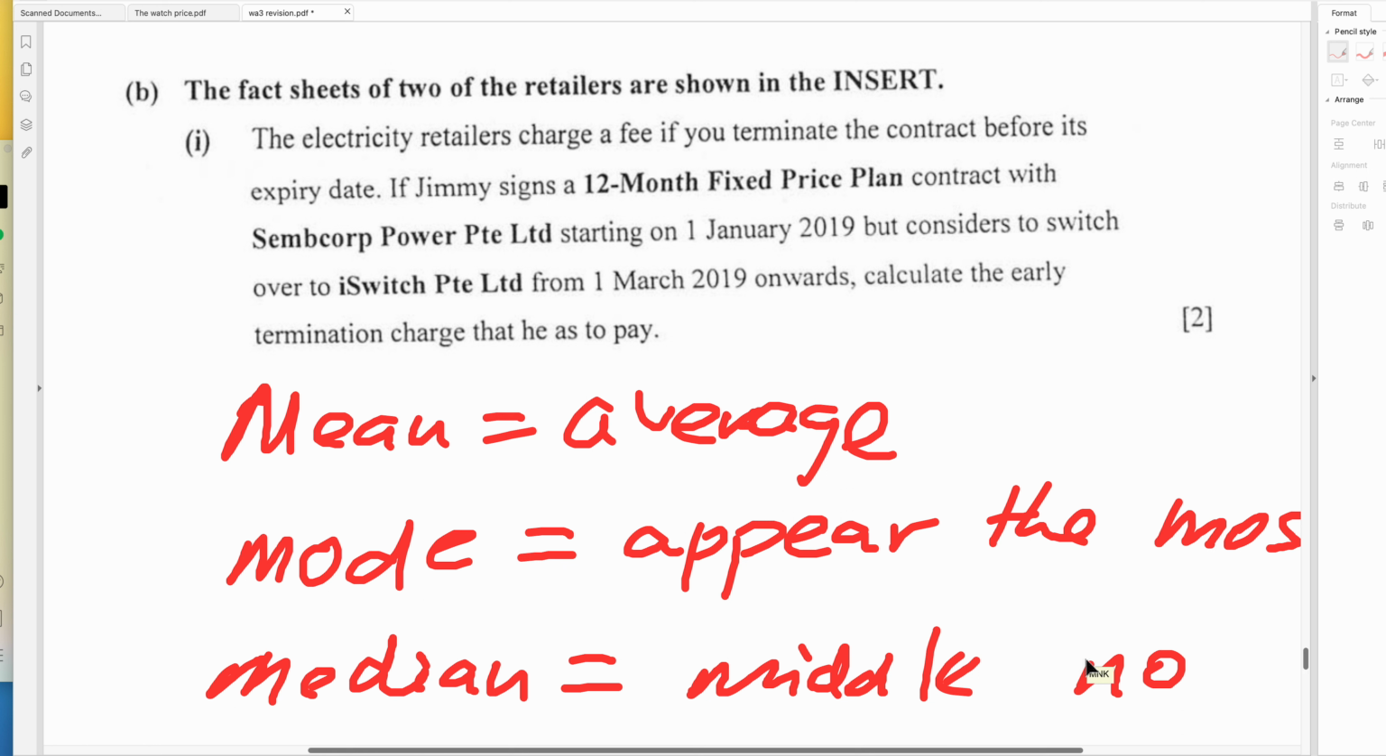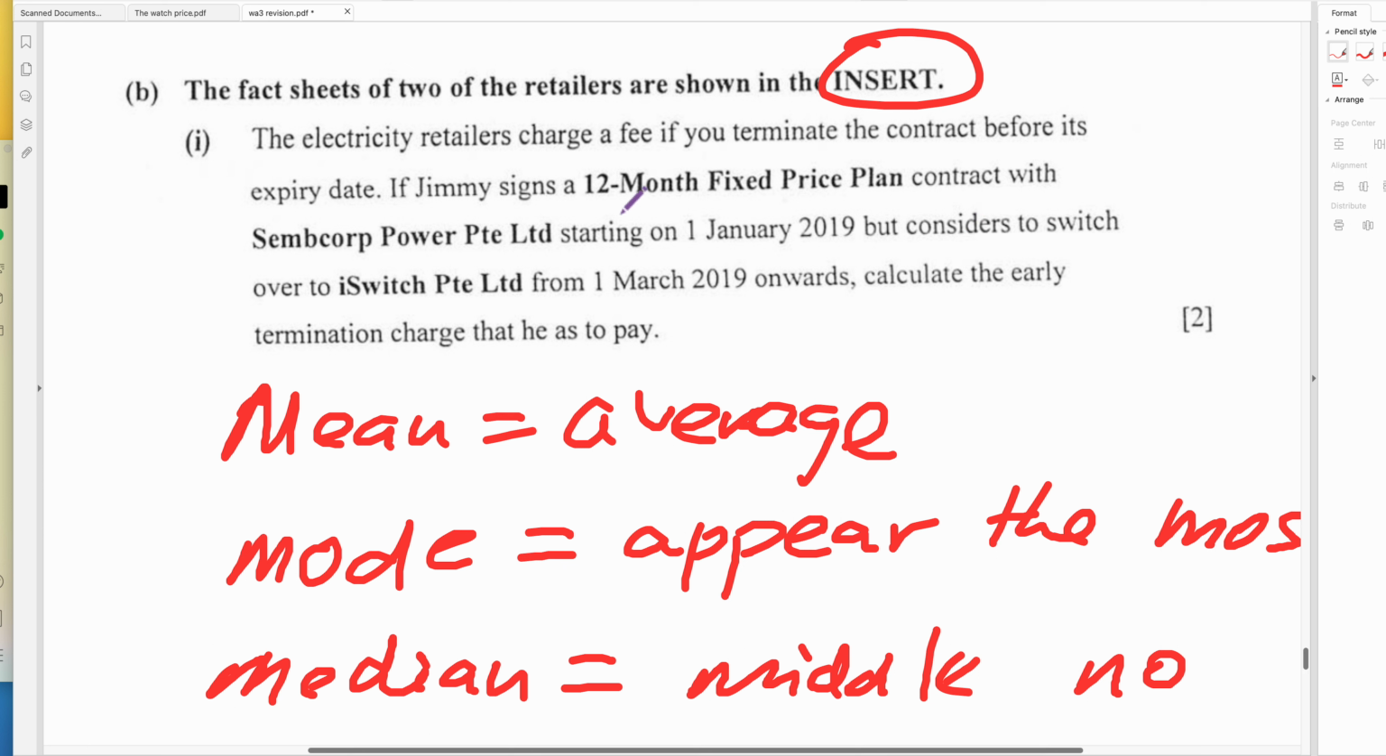I just realized I did not give you the insert. The fact sheet. Yeah, I did not give you that. So sorry. Yeah, I'm so sorry about it. I didn't give you that. So over here, the insert means the appendix, something extra to explain the contract to you.